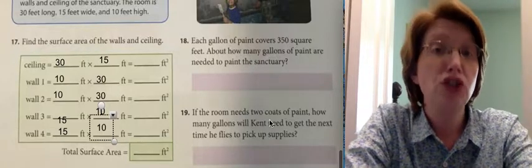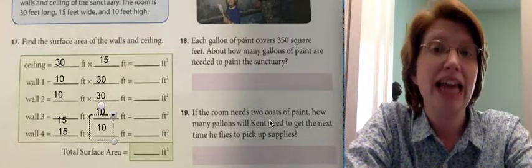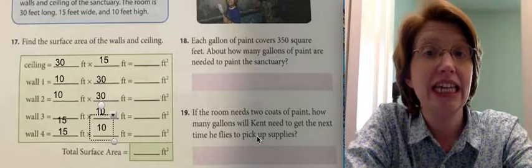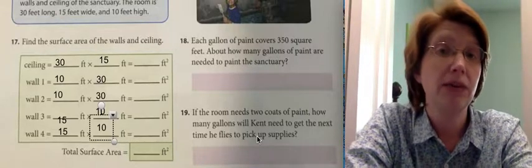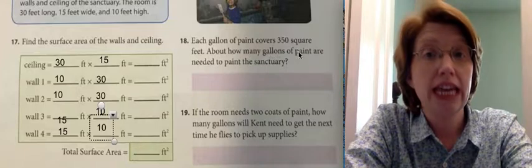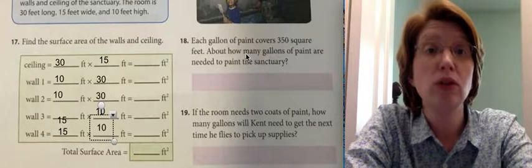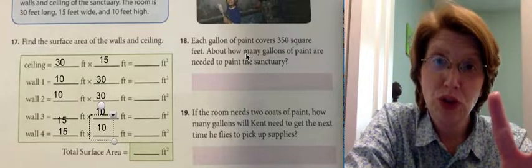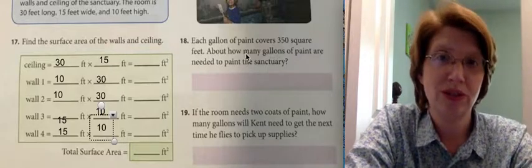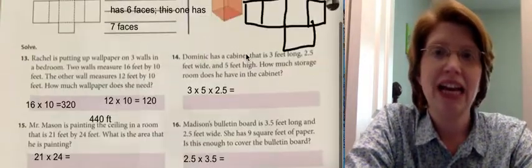If the room needs 2 coats of paint, how many gallons will Kent need to get the next time he flies to pick up supplies? So you're going to take the answer that you got from here and multiply it by 2 because you need 2 coats. Okay? How are you doing?